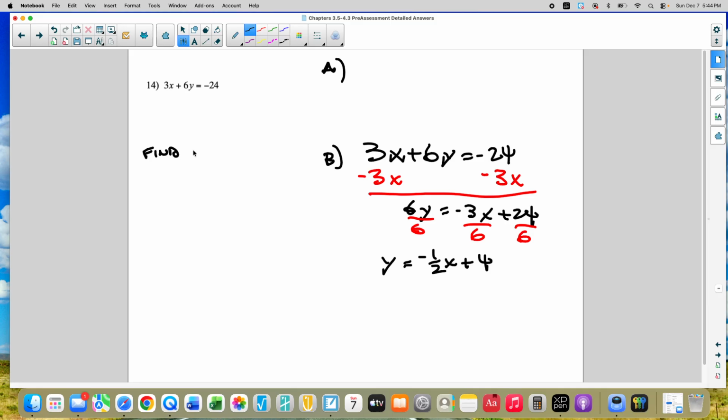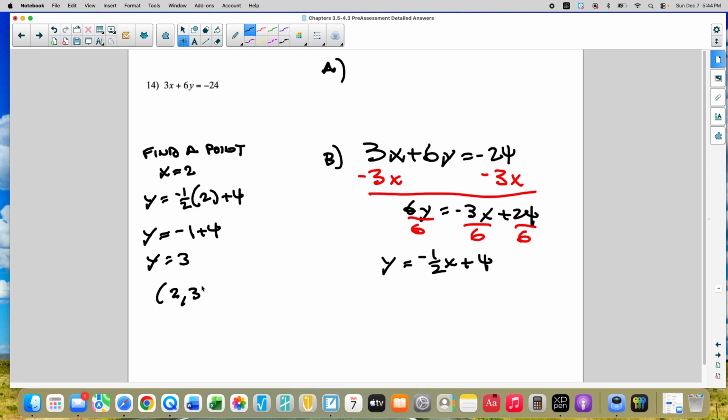Find a point. So if we wanted to find a point, let's pick an x value. Let's say x equals 1, and we're going to plug it in for x. Let's use 2, sorry. 2 is going to be better because it'll cancel. -1/2 multiplied by 2 plus 4. I'm just taking this equation, y equals -1/2 times x, and I'm picking an x value. So y equals -1 plus 4. y equals 3. So I have a point (2, 3).